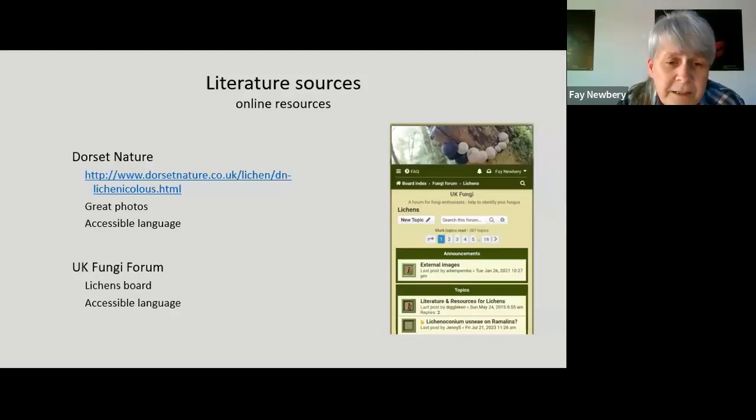Some of the best experts in the country are on the UK Fungi Forum and are on there frequently. And they will talk to you in accessible language. A really, really useful place to go. And even if you don't want to post anything, just reading the posts, you can learn a tremendous amount. And techniques are discussed as well. So you can pick up tips for how you can work.